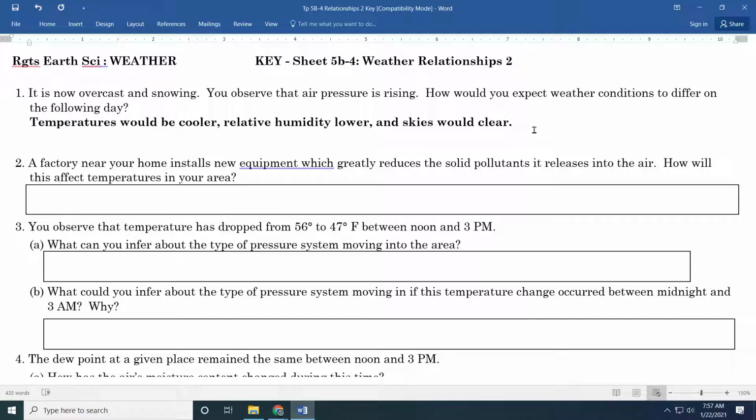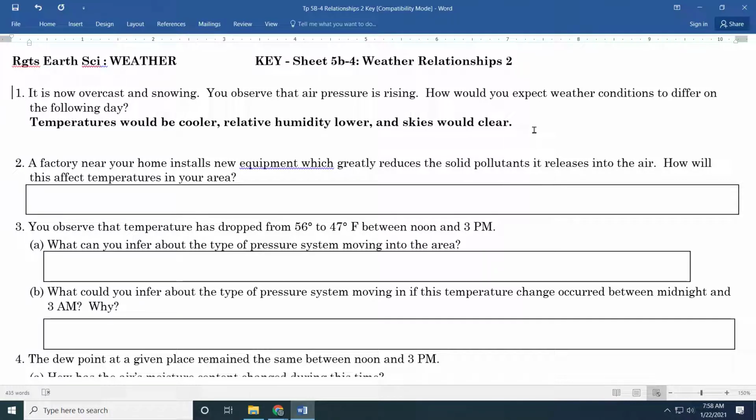Number two, a factory near your home installs new equipment which greatly reduces the solid pollutants it releases into the air. Those solid pollutants, we would call those aerosols. This is the smoke and dust and whatever else is coming out of this stack. How will this affect temperatures in the area? Well, if it was some chemical that was acting like a greenhouse gas, that's one thing. But we're talking about solid pollutants, the smoke, the dust, the particulate matter. And they tend to, like a dirty window, not let in as much light.